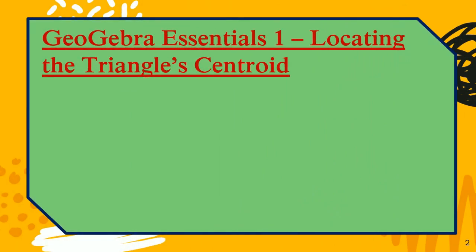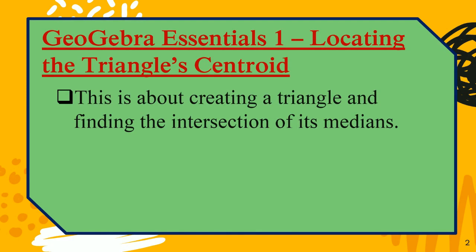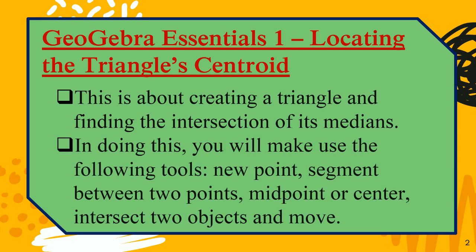The first GeoGebra Essential is locating the triangle centroid. This is about creating a triangle and finding the intersection of its medians. In doing this, you will make use of the following tools: new point, segment between 2 points, midpoint or center, intersect two objects, and move. For you to learn how to perform this GeoGebra Essential, watch this video.